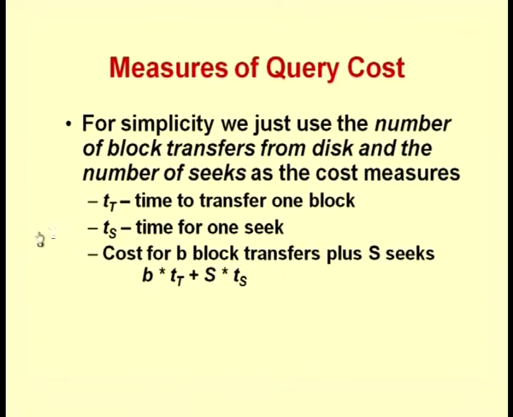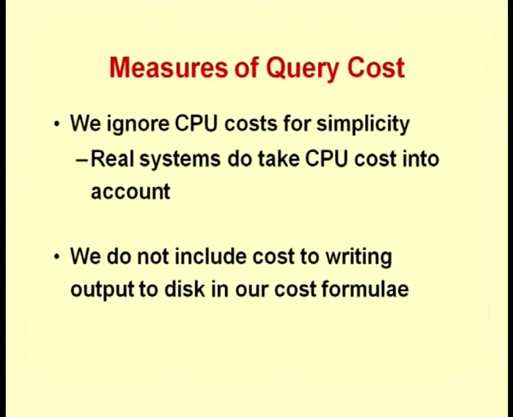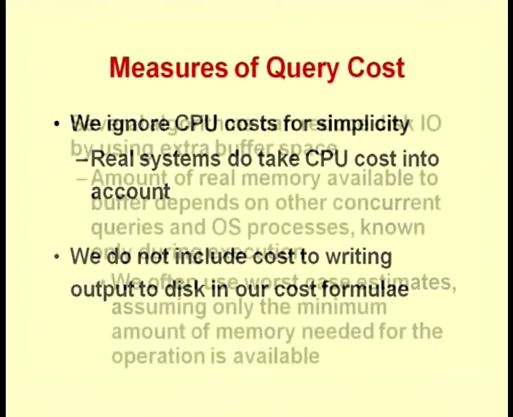Here we have TT, the time to transfer one block, and TS, the time for one seek. So, the cost for B block transfers plus S seeks is equal to B times TT plus S times TS. We ignore CPU cost for simplicity, although real systems do take CPU cost into account. We also do not include the cost of writing output to disk in our cost formula.